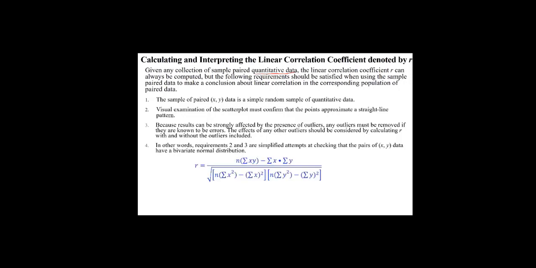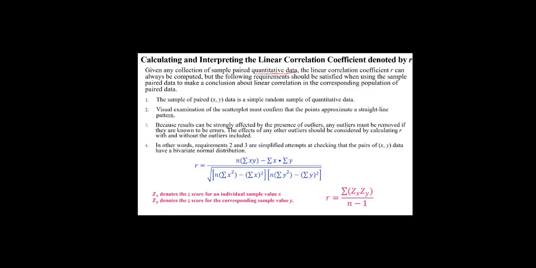All right, as you can see, R is very complicated. Needless to say, you have access to the formula on the formula sheet, and we can also use technology to evaluate it, so you are exposed to both. R is n summation of xy minus summation of x times summation of y, over the square root of n summation of x squared minus summation of x quantity squared, times n summation of y squared minus summation of y quantity squared. Very complicated, but no worries.